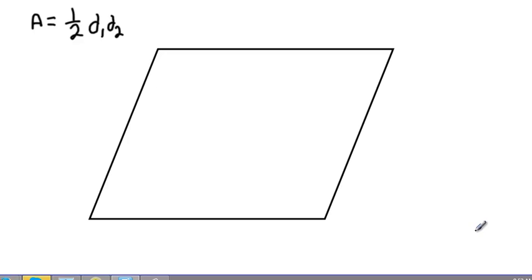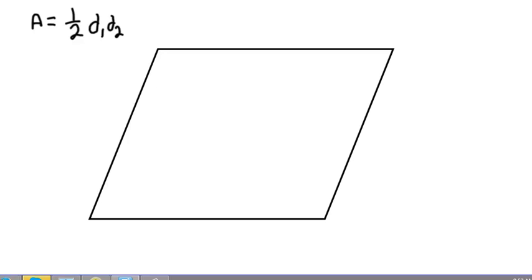Okay, so we also need to know the theorem that says the area of a rhombus or a kite is half the product of the lengths of its diagonals. So that's our formula. Once we find the length of the diagonals, we just take half of that.